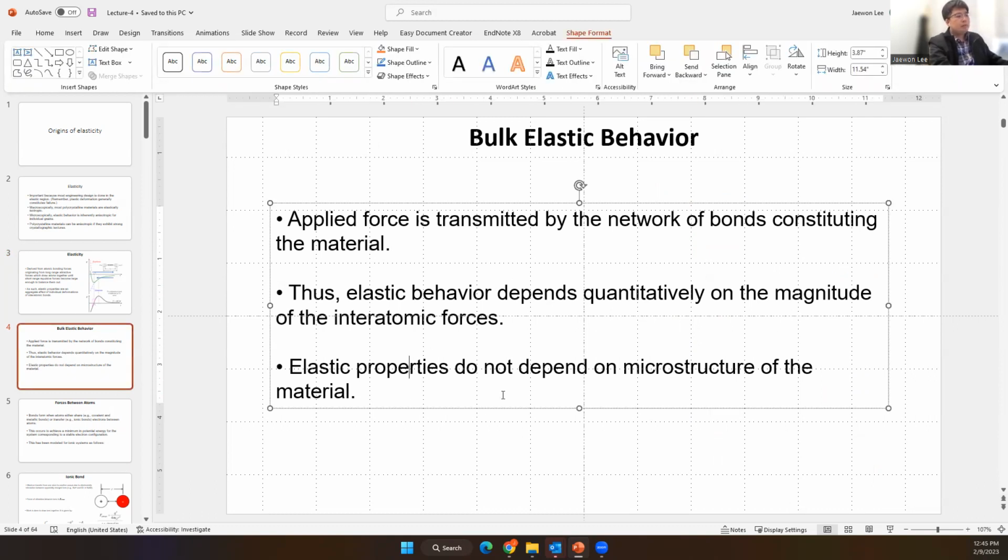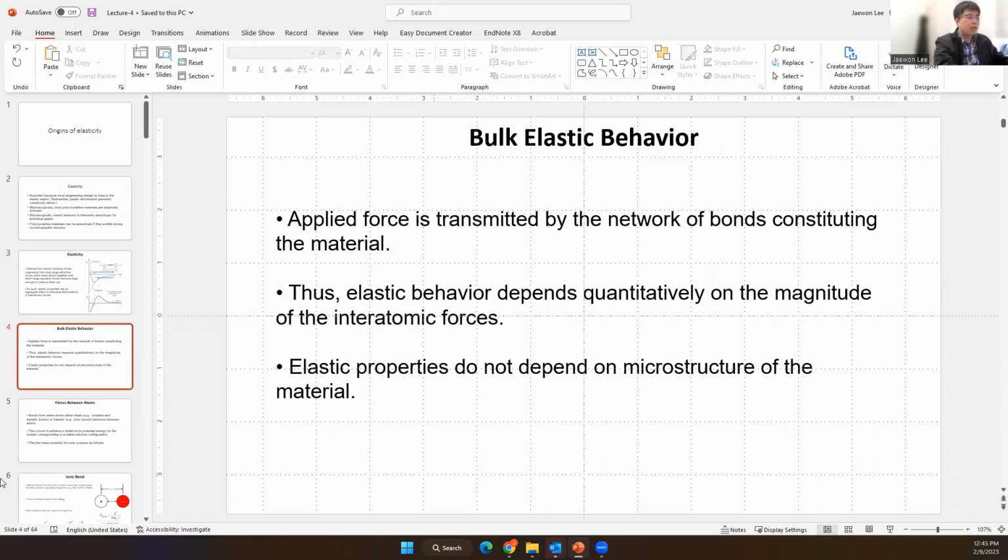So the microstructure can affect the elastic properties, but if there is a polycrystalline structure, it could be averaged. So we can say the elastic properties might not be affected by the microstructures. But if we focus on single crystals, it can affect the elastic behavior significantly.